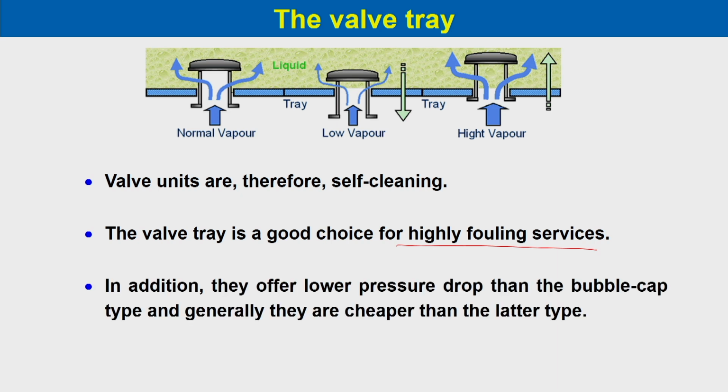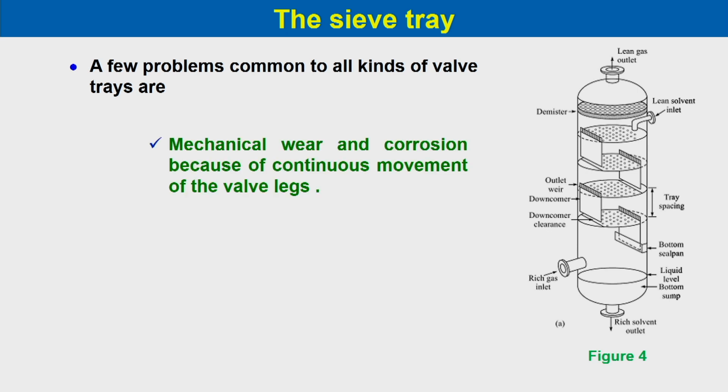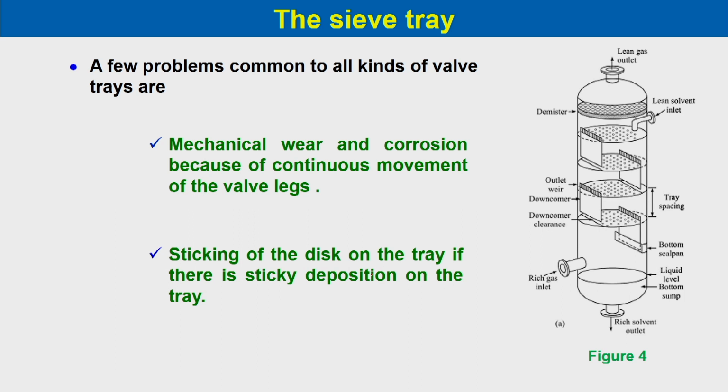In addition, they offer lower pressure drop than the bubble cap type, and generally they are cheaper than the bubble cap. There are a few problems we usually encounter in the case of sieve trays. This happens not only with valve trays, but also with different sieve trays as well. Mechanical wear and corrosion because of continuous movement of the valve legs, and sticking of the disc on the tray if there is a sticky deposition on the tray. So, sometimes because of this sticking of the disc, it may malfunction the valve tray.